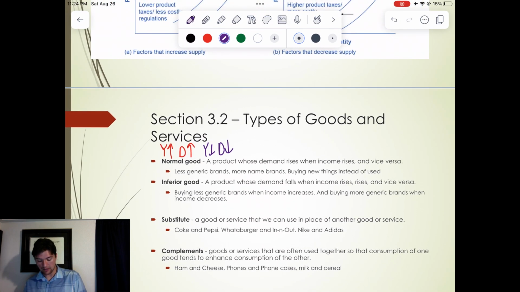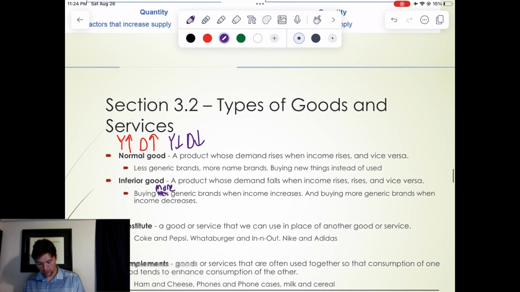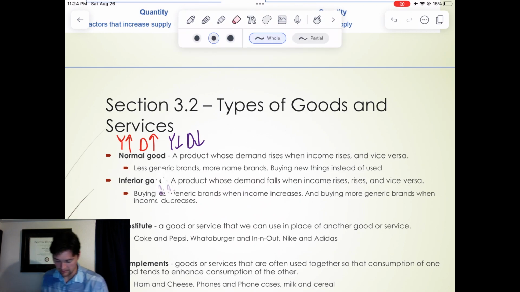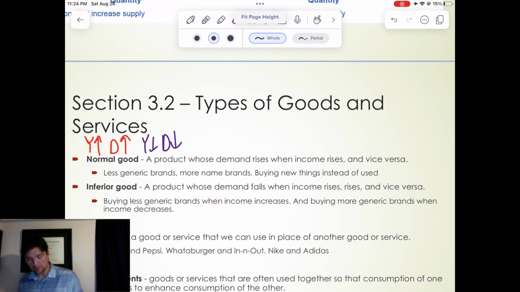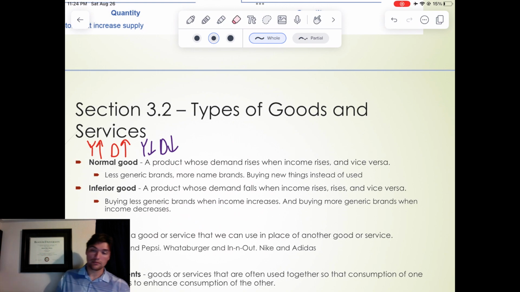Inferior goods are a product whose demand falls when income rises, and vice versa. So this is maybe buying more generic brands when income increases. Oh wait, no, sorry. I mixed those up. Maybe it's buying less generic brands when income increases, and then buying more generic brands when income decreases. Basically, when I gave the example of if I had more money, I would buy more beef and less ramen noodles, right? Well, because I'm buying less ramen noodles, that is the inferior good.